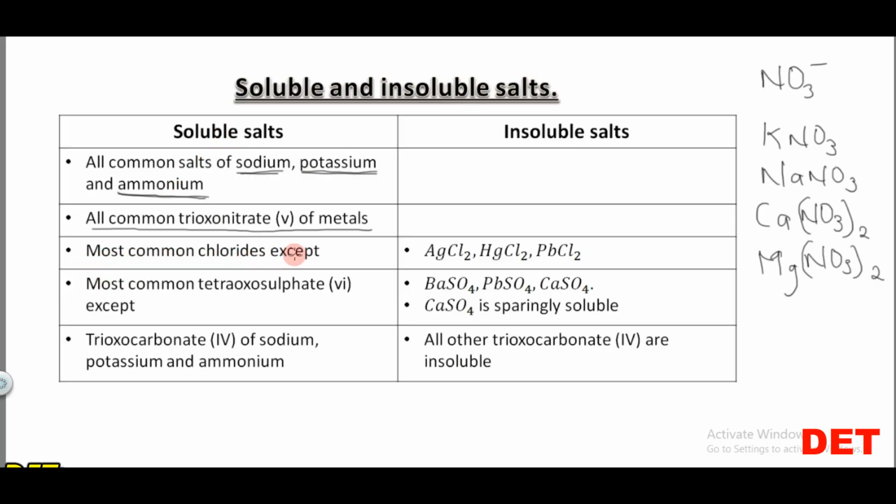Alright, then here is another example of the soluble salts. Most common chlorides are soluble in water, except these three: silver(I) chloride, mercury(I) chloride, and lead(II) chloride. These chlorides are not soluble in water. All the other chlorides are soluble, except these three. So these are the insoluble salts under the chlorides: silver(I) chloride, mercury(I) chloride, and lead(II) chloride. These chlorides are insoluble in water.